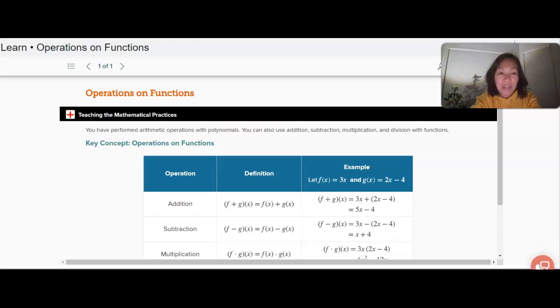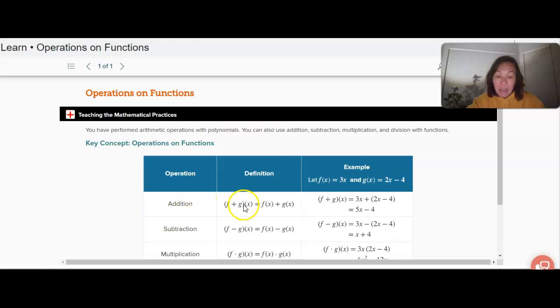We are going to try flipping this classroom for a little bit and see how that works out for us. We are going to start with Chapter 6, Section 1, which is all about operations on functions. Basically, what we're doing is adding, subtracting, multiplying, and dividing functions. And for some of it, it's really just as simple as combining like terms.